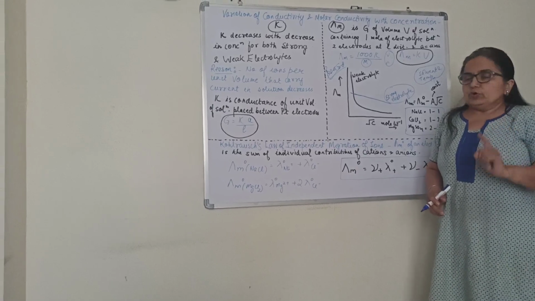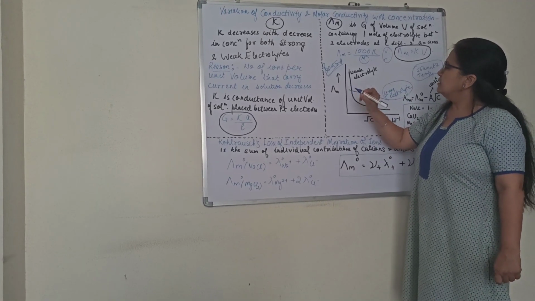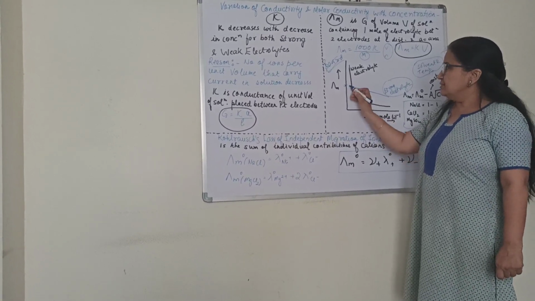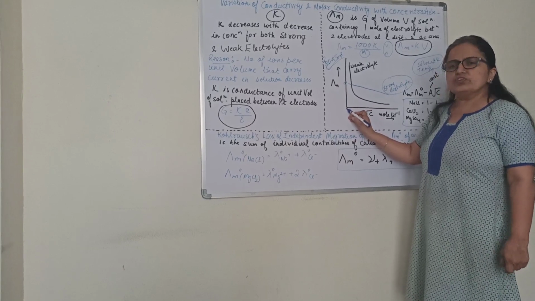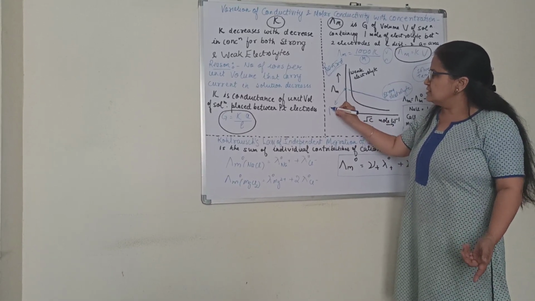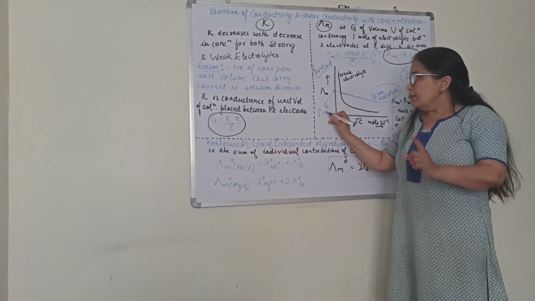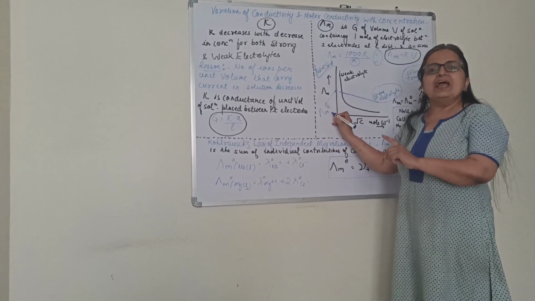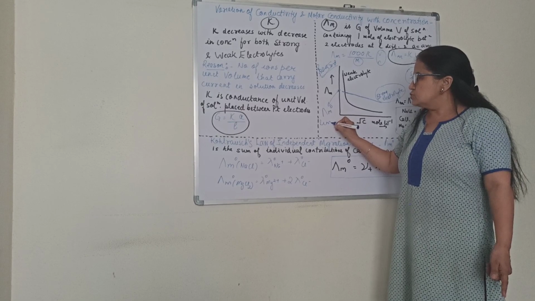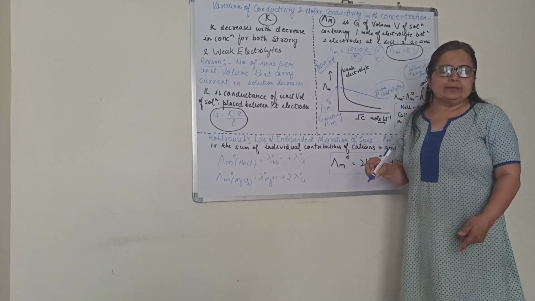Now one more thing, for strong electrolyte I can extend this curve and I can get one point here where this lambda m touches the concentration nearly equal to 0. So this point is called lambda m naught. It is called molar conductivity at infinite dilution, or it is also called limiting molar conductivity.